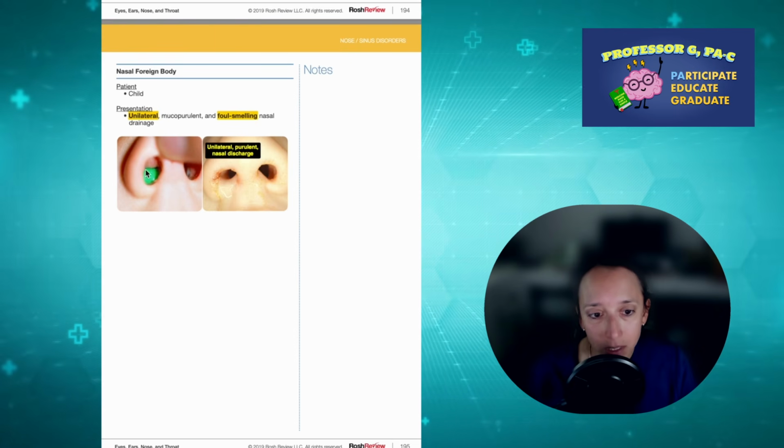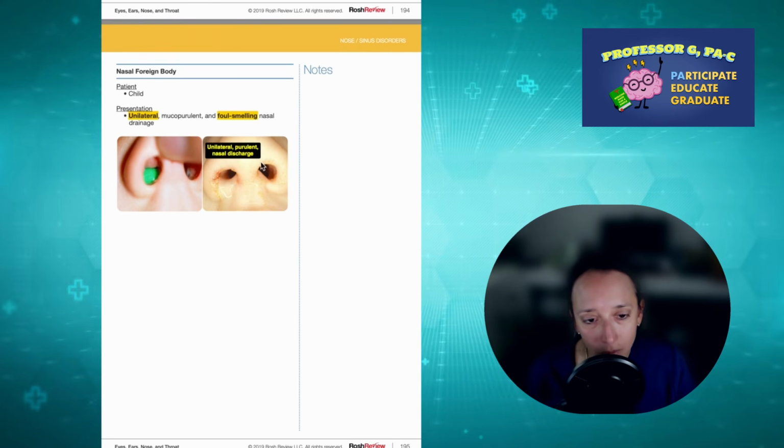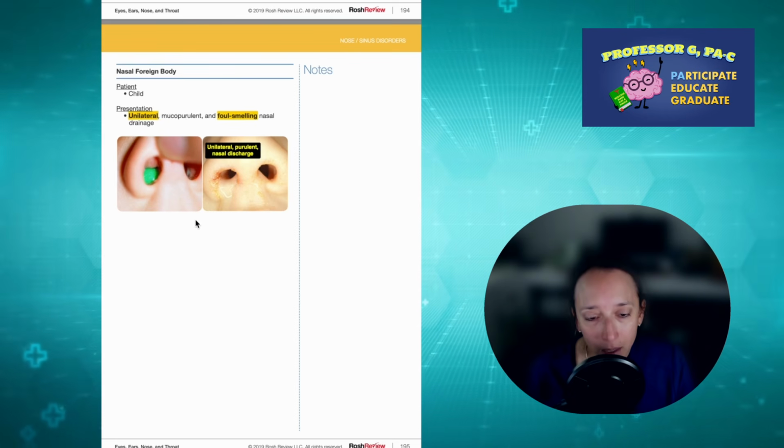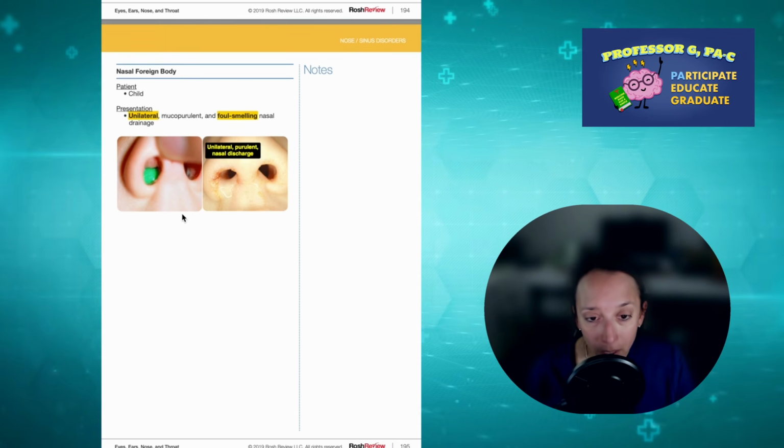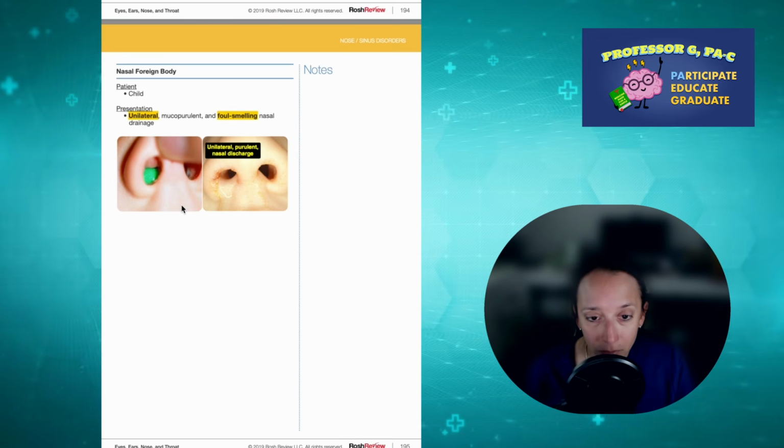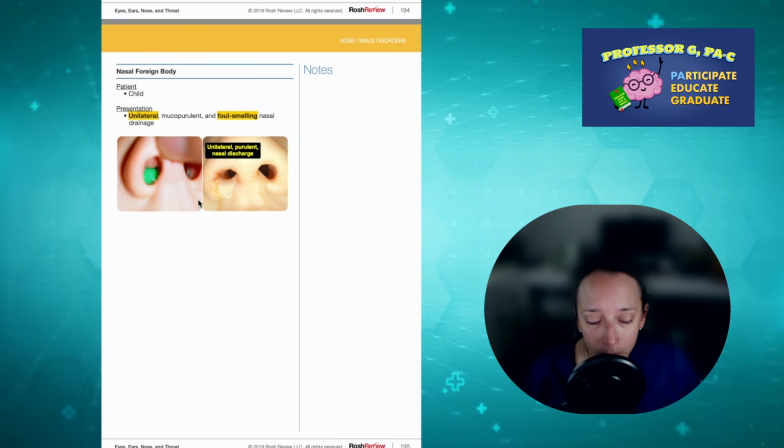We need to remove this because it is an aspiration risk, and there's lots of different methods we can employ. But most importantly, we need to remove it, especially if it's caustic like a button battery, or if it's a magnet that we have risk of swallowing or aspirating.